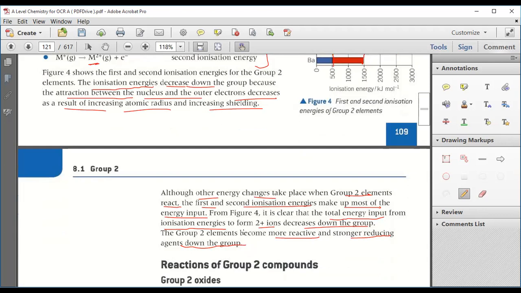If you look down the group, it is easy to remove an electron. That is, electrons can be easily donated. Electrons are easily donated, so their oxidation is easy. So it means they are going to behave as a reducing agent. Clear? Any doubt in this one?